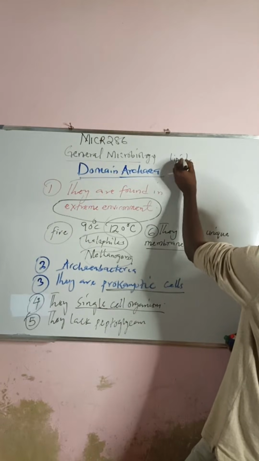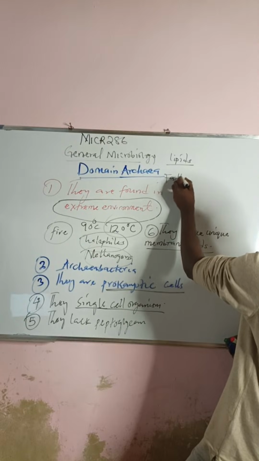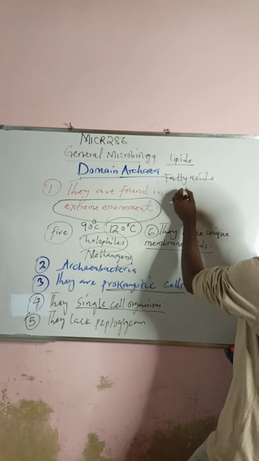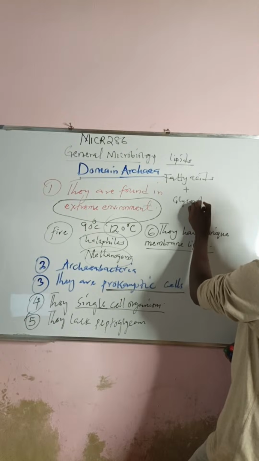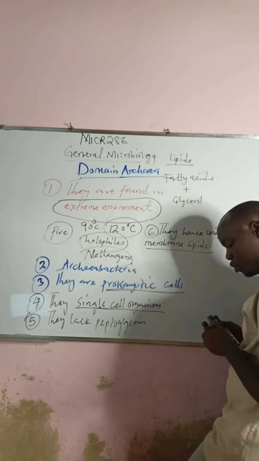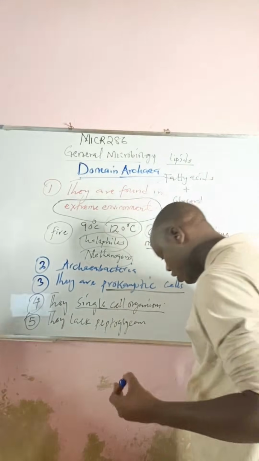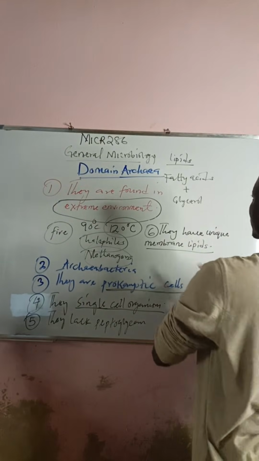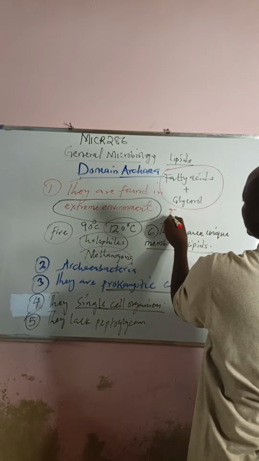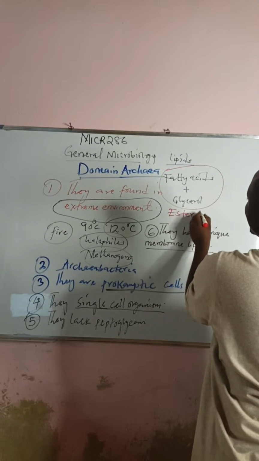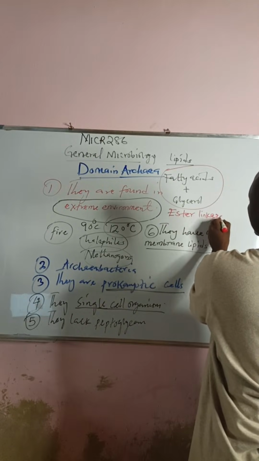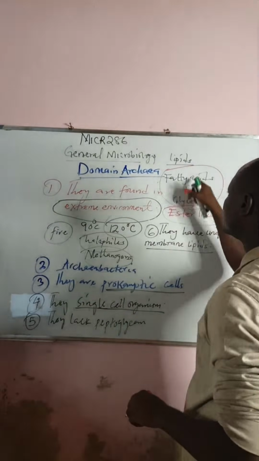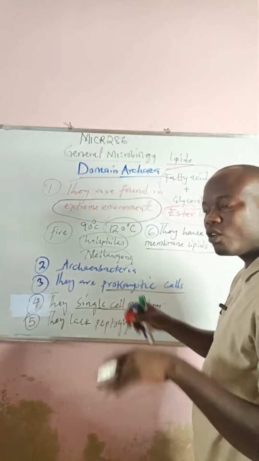lipids are formed as a result of the combination of fatty acids plus glycerol. Normally the bond that is usually formed between this fatty acid and glycerol is an ester linkage. So this is the normal lipid. This is the normal linkage that is found in the normal lipid in human, in many other organisms.